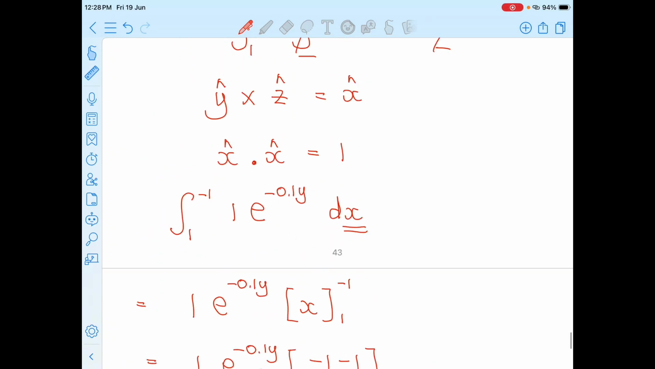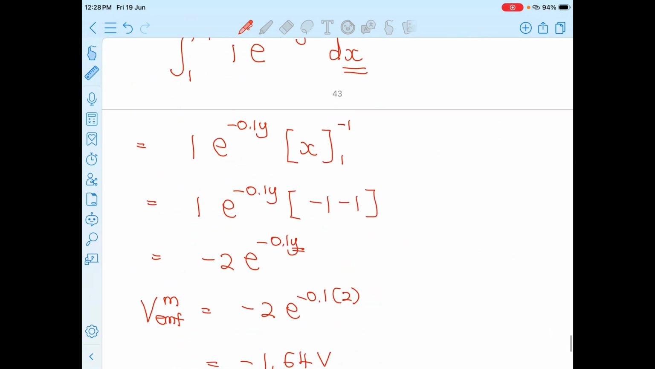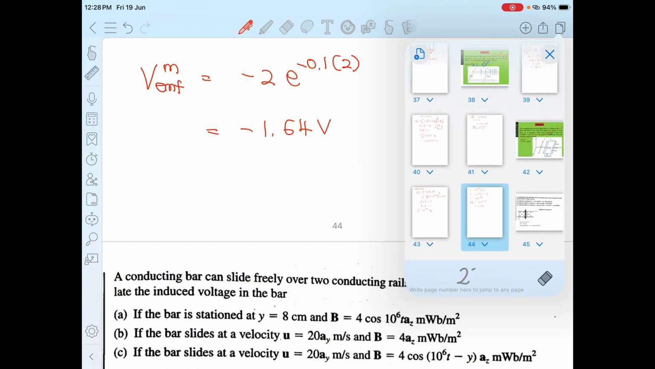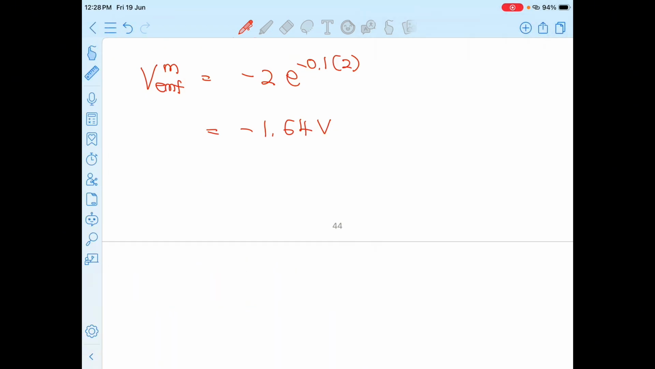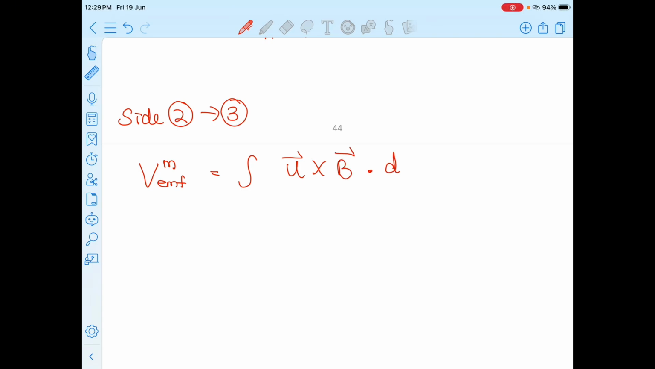Now we move on to the second side, which is 2 to 3. We will still use the same formula because we know it is motional EMF generated. For motional EMF generated, we use this formula: integral of U cross B dot dL.